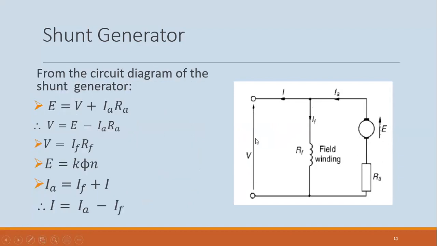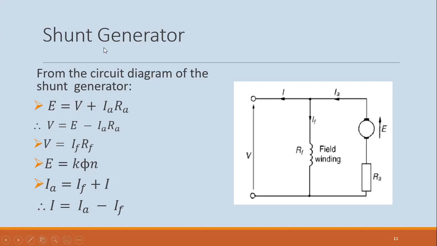All right, now E, from what we had done before, E would be equal to... so these are in parallel now. Since E is the source, E would be equal to the terminal voltage plus the voltage drop. Saying it better now, E is equal to the terminal voltage plus the voltage drop across the armature.